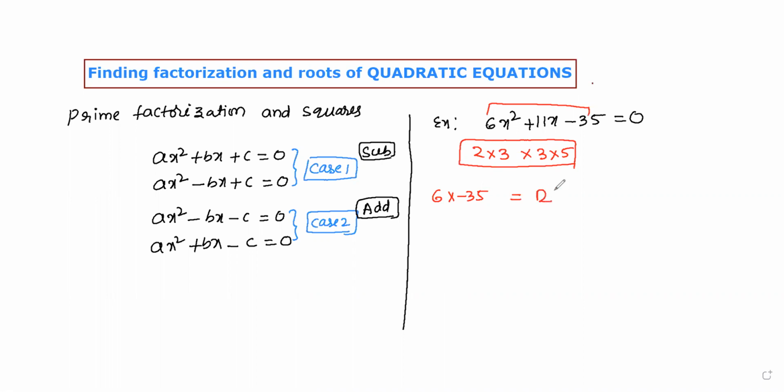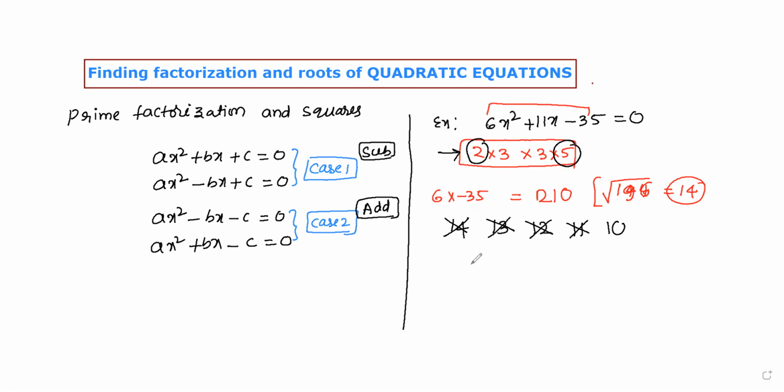So that gives 210. The nearest perfect square value of this number will be, sorry, not 144, 196. That is equal to 14. So we are taking 14 and the numbers below it. 14 is not formed by the product of the prime numbers here, so 14 is eliminated. After then 13 is also eliminated, 12 also eliminated, 11 also eliminated, and next 10. Yeah, 10 is formed with 2 into 5.